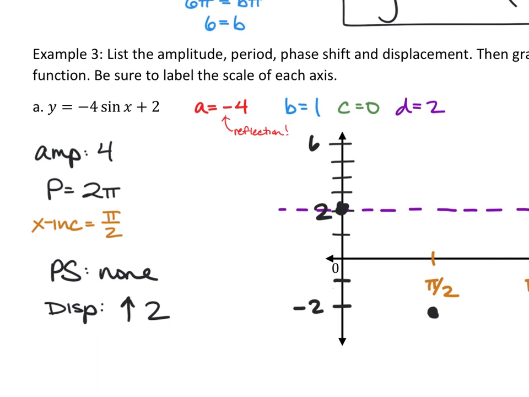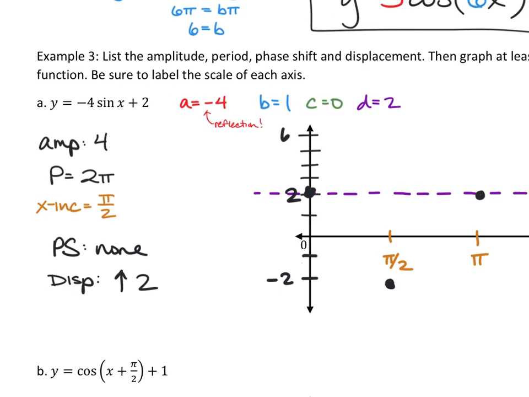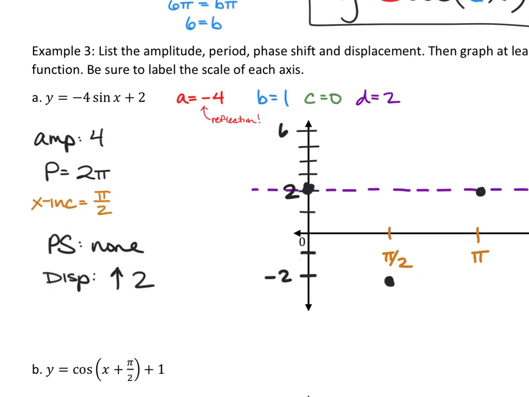Because now, not only are we having an amplitude and a frequency or a period, we're going to add in some phase shifts and some displacements. So now we're going to have some C and D values here. If we look at this first example, which I've done most of the work for you again, we have y equal to -4 sine of x plus 2. A would be -4, so we notice that that's a reflection. B would be 1, C would be 0, and D would be 2.